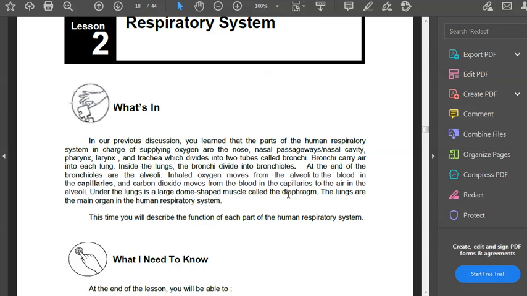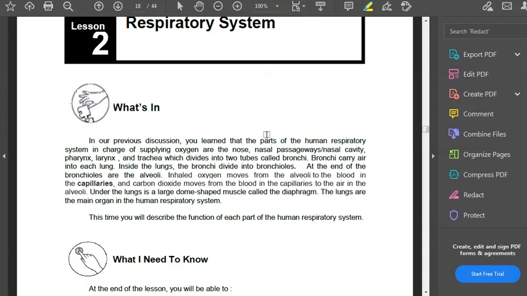Inhaled oxygen moves from the alveoli to the blood in the capillaries, and carbon dioxide moves from the blood in the capillaries to the air in the alveoli. Under the lungs is a large dome-shaped muscle called the diaphragm. But the lungs are the main organ in the respiratory system.